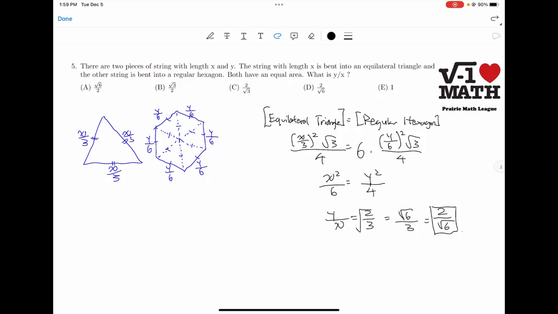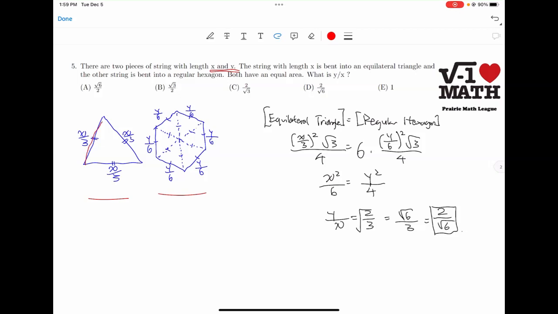High school round. So, for problem number 5, we have two pieces of string with lengths x and y. The string of length x is bent into an equilateral triangle here, and the other string is bent into a regular hexagon. Both have equal area, and we wish to find y over x.